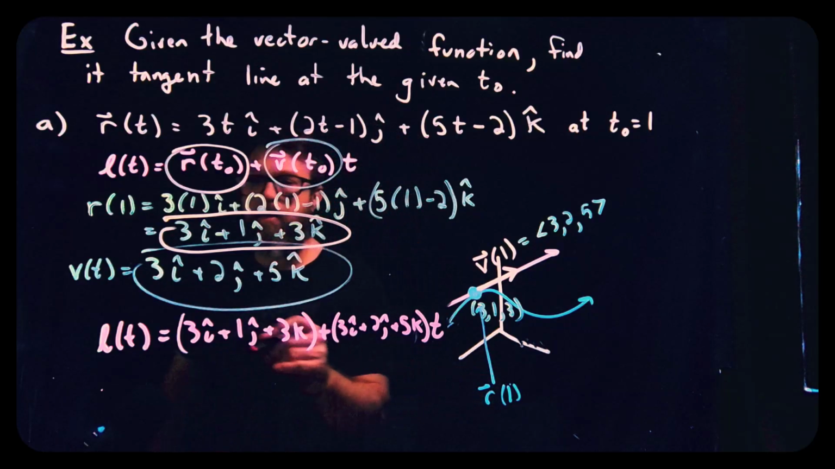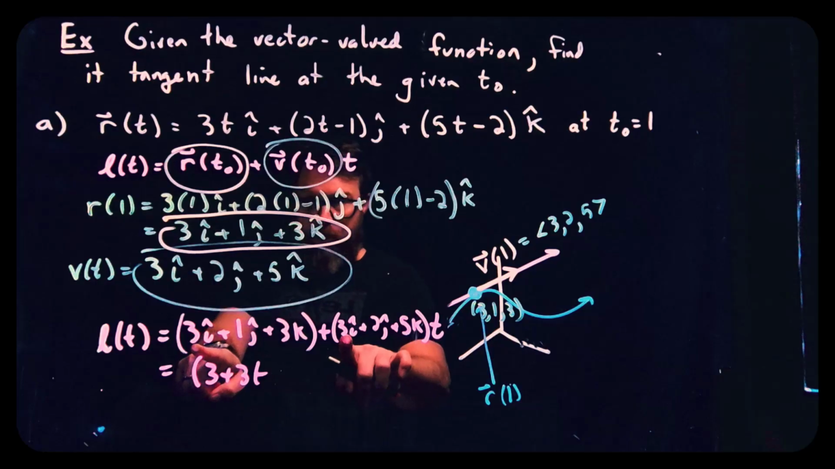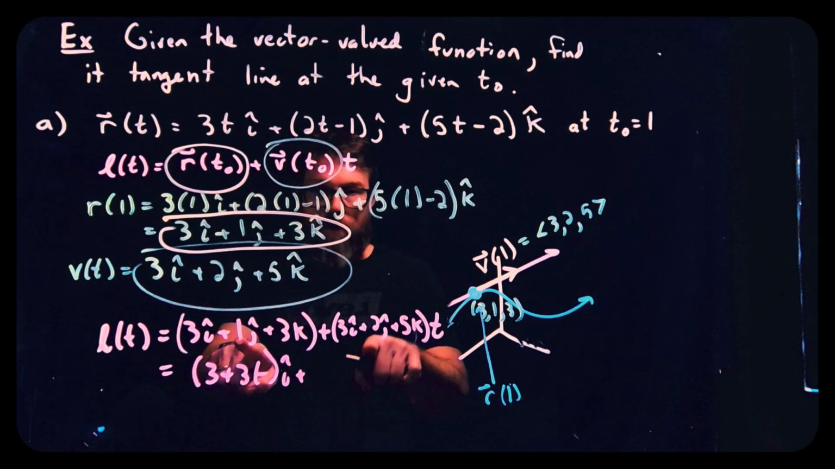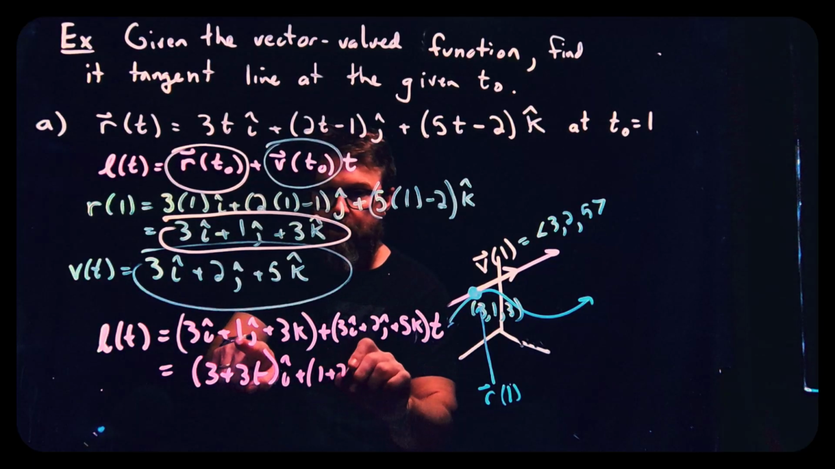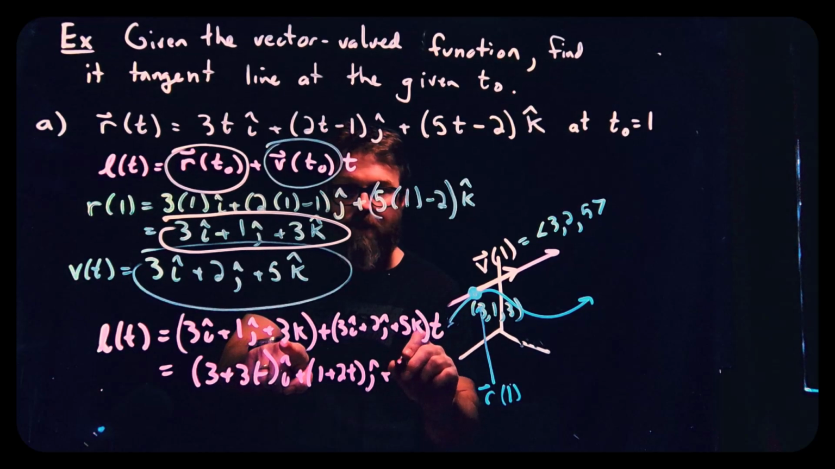Now we can add the i's together, and we're going to get 3 plus 3t i, plus 1 plus 2t j, and then finally 3 plus 5t k.